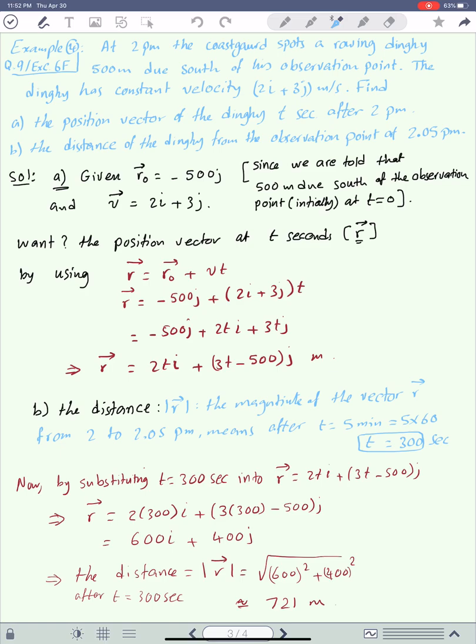So you are talking about, this is r0. He doesn't need to say literally at time 0. Observation point, the starting point. The dinghy has constant velocity 2i plus 3j meters per second. Find the position vector of the dinghy t seconds after 2 p.m. So what does he want here? We want here the vector r. Since we are told that 500 meters due south from the observation point means initially at the start, so at time 0.